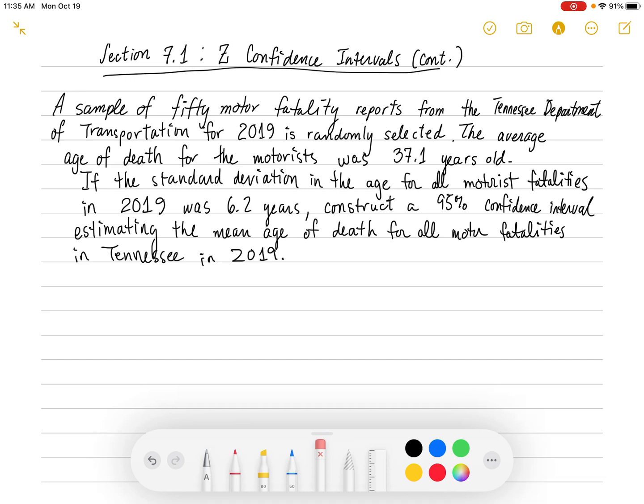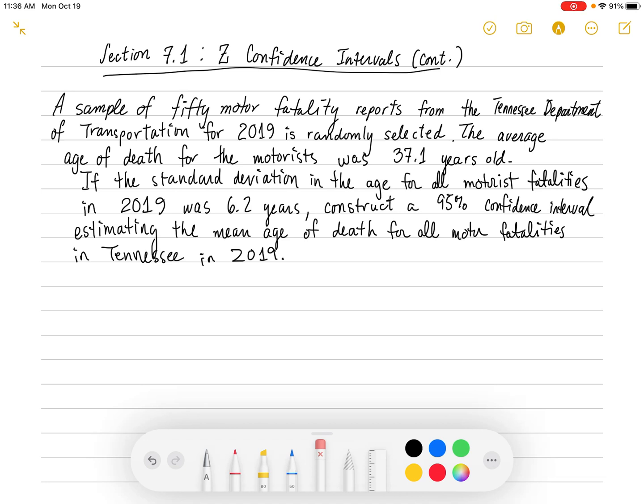So I have a problem where it says a sample of 50 motor fatality reports from the Department of Transportation in Tennessee for 2019 is randomly selected. So you randomly pick 50 dead people, roughly, right? You can say 50 dead people because each dead person is represented by a motor fatality report. So 50 people that died in car wrecks. The average age of death for the motorists, 37.1 years old.